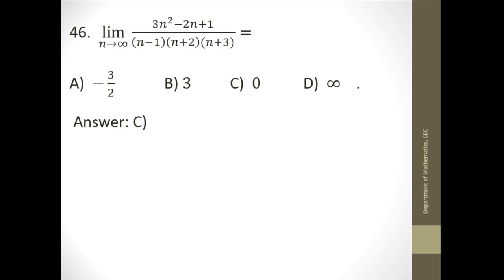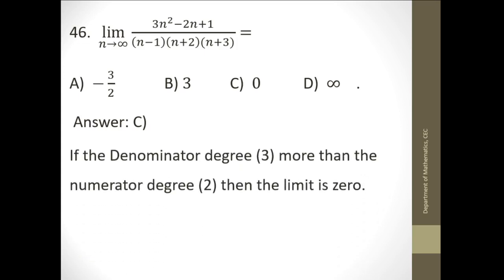That's all. Denominator n cube, numerator n square. Therefore, denominator degree more means 1 by infinity form, that is 0. Answer is C. If the denominator degree is more than the numerator degree, then the limit is 0. That's all. Very simple logic.